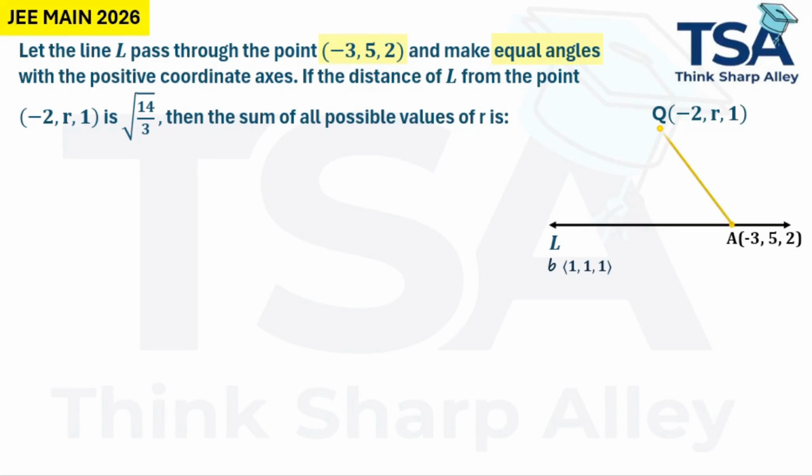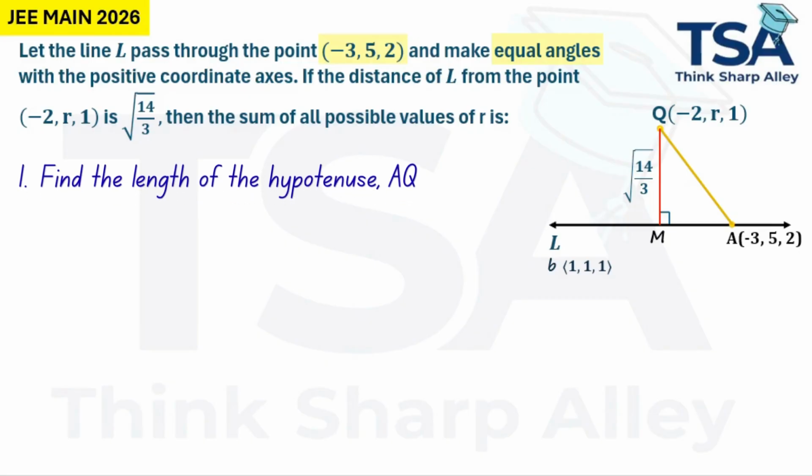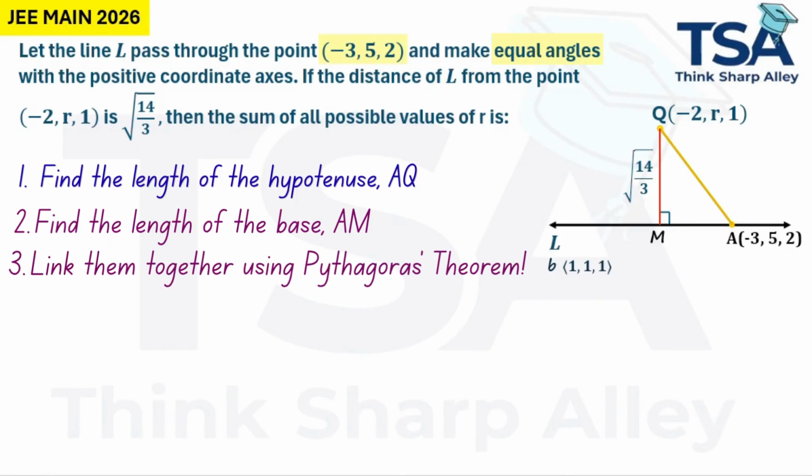Let us join A and Q, and if we drop a perpendicular from Q to the line at the point M, we get a perfect right-angle triangle AMQ, where MQ is already given to be √14/3. So to solve for r, our game plan is incredibly simple. We will first find the length of the hypotenuse, which is the magnitude of the vector AQ. Then find the length of the base AM, which is just the scalar projection, that is the shadow of vector AQ onto our direction vector b. And then link them together using Pythagoras theorem.